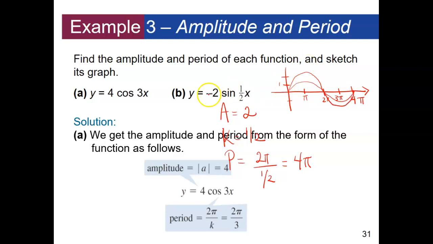And then if I do the negative in front of it, that's going to reflect it. So instead of going up to 2, it's going to go down to -2 and up to 2. And so this last one that I did, that's my final graph, and that's the one that should represent -2 times the sine, or -2 sine of 1/2 x.